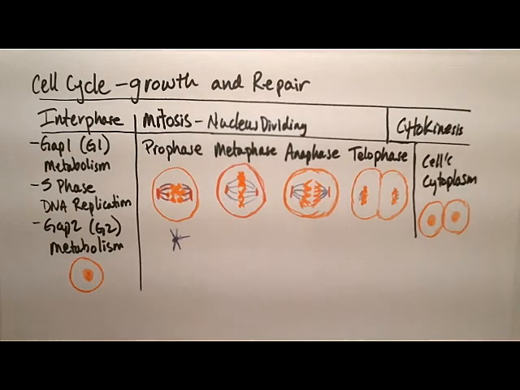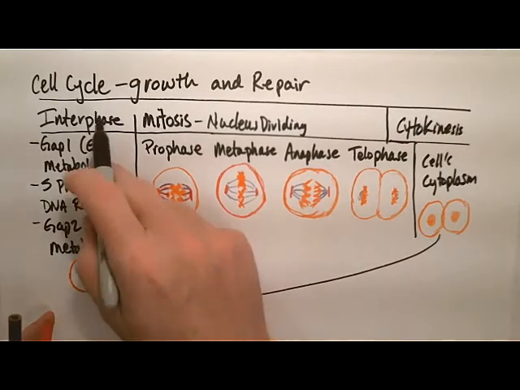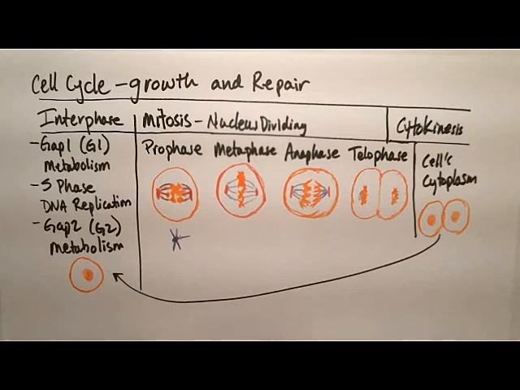The chromosomes have all unwound, and we're now back to where we were at the very beginning, back up at gap 1 with the beginning of the cell cycle. This is the process. Now let me show you a couple of pictures so that we can get an idea of what's going on.